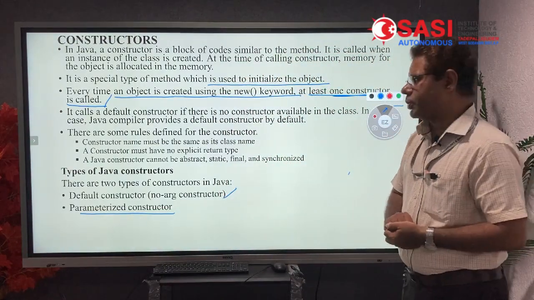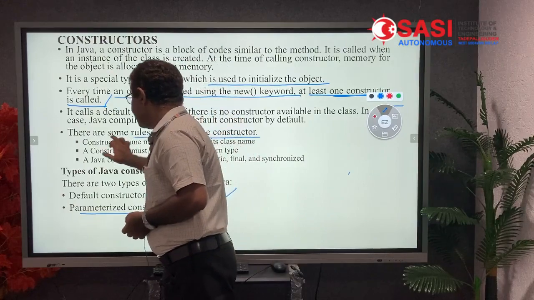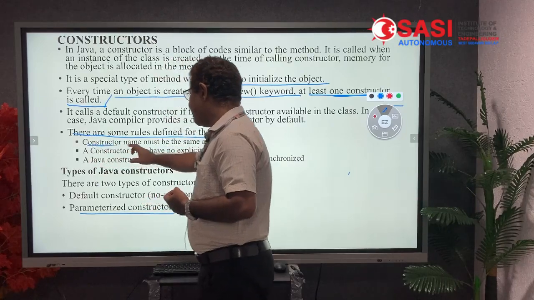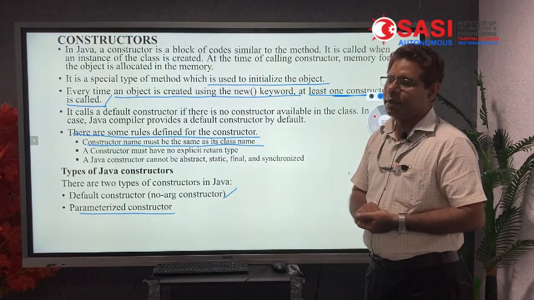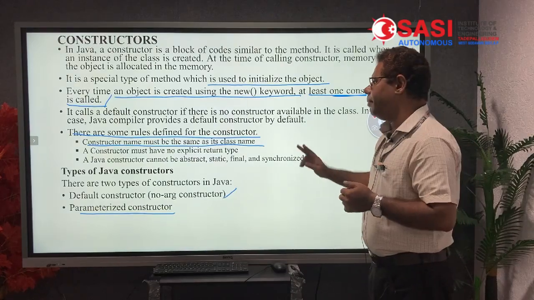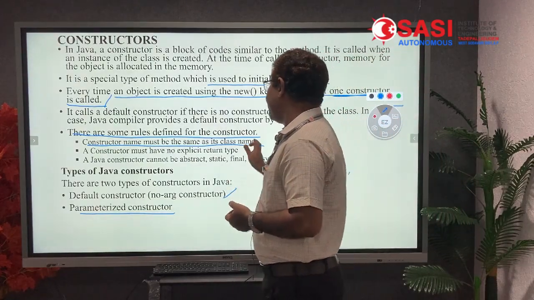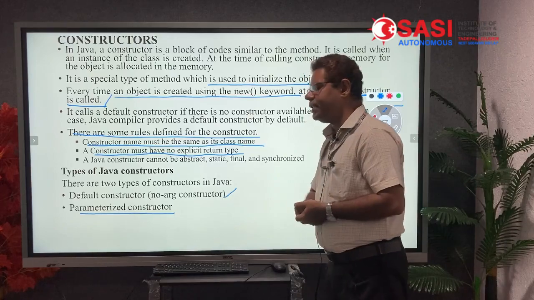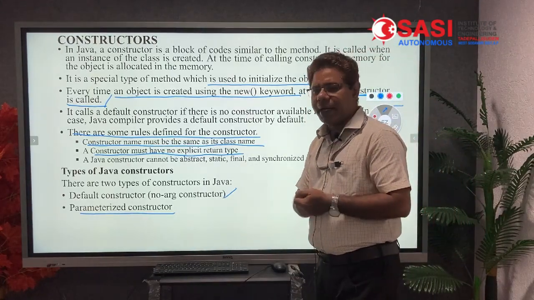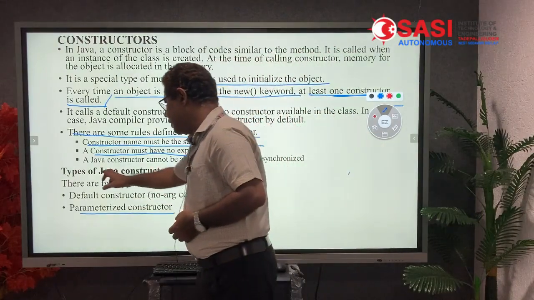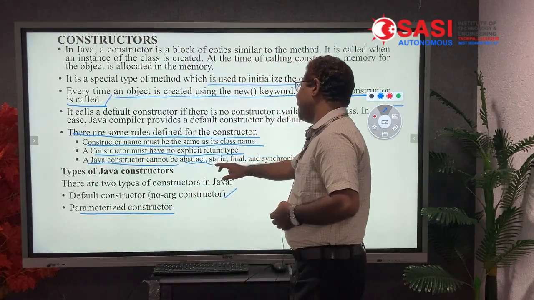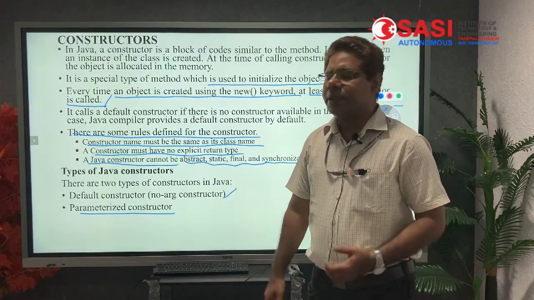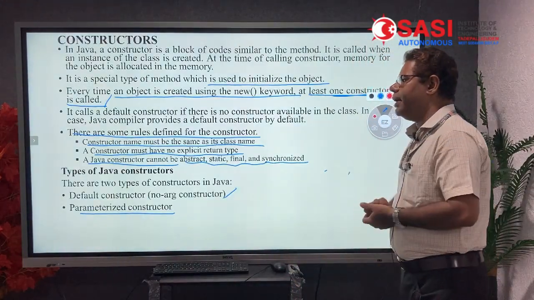We have some rules to define the constructor. The first rule is the constructor name must be the same as the class name. The second point is the constructor must have no explicit return type. The third one is the Java constructor cannot be abstract, static, final and synchronized. So these are some rules to define the constructor.